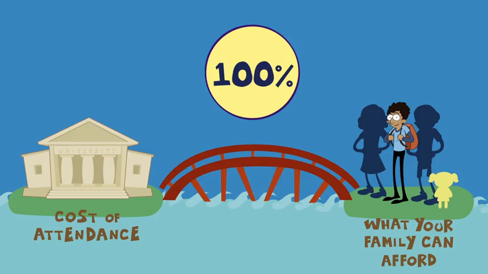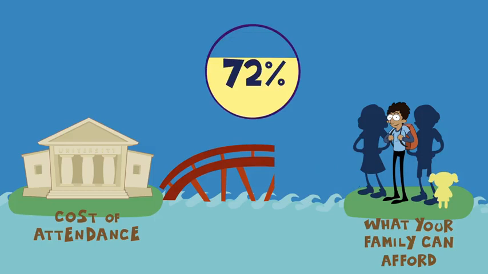However, most schools cannot offer to meet your full need. They might offer you financial aid, but you and your family could still have some unmet financial need. The school might be able to bridge part of the gap, but it is up to you and your family to build the rest of the bridge, which can be a challenge.